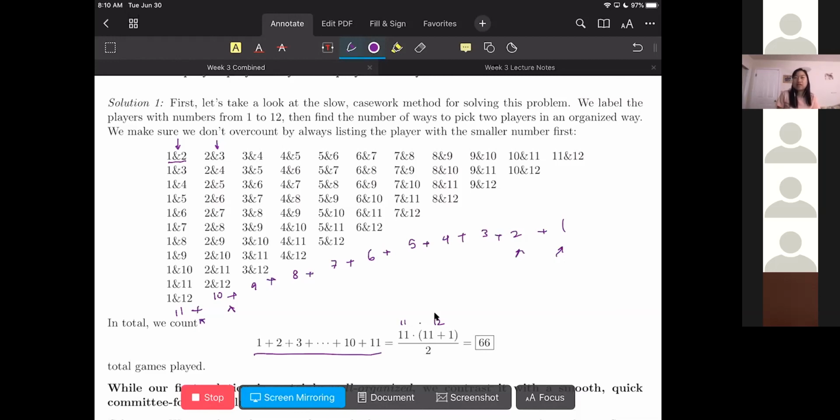Any questions on that solution? We're going to explore a different way of doing it if there are no questions on this one.